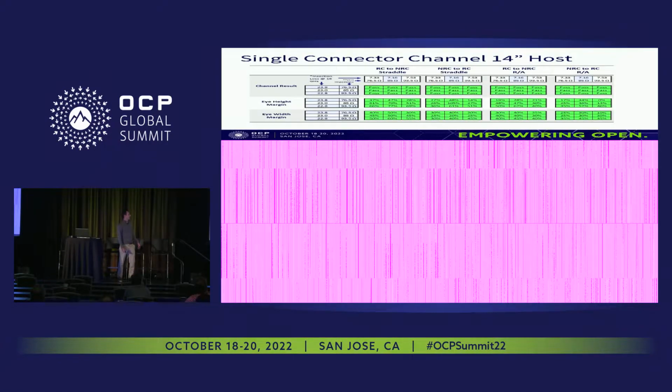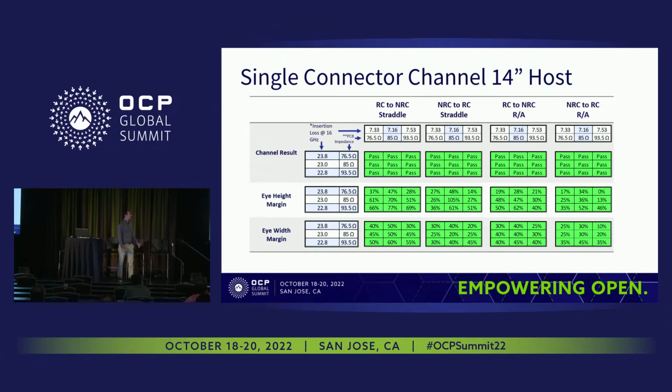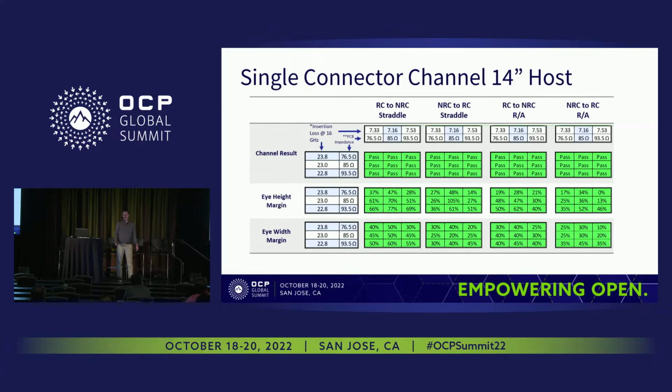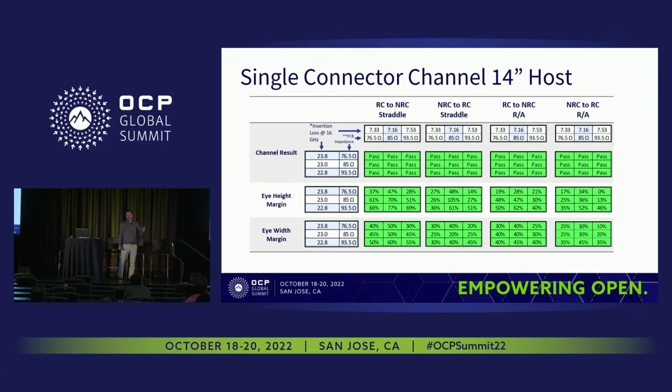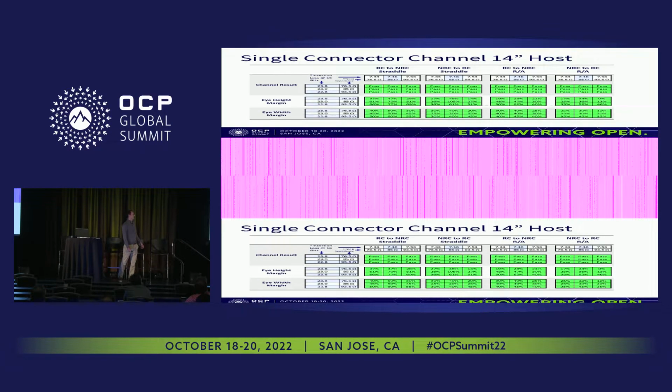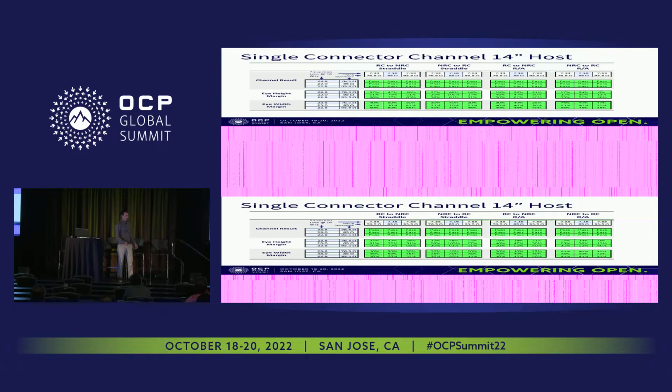So once we get up to a 14-inch host trace, we do start to push up on the 32 dB limit defined by PCIe SIG. And that's where we start to see eye height become the driving factor and eye width actually passing with better margin due to the insertion loss being the more driving component of these channels.